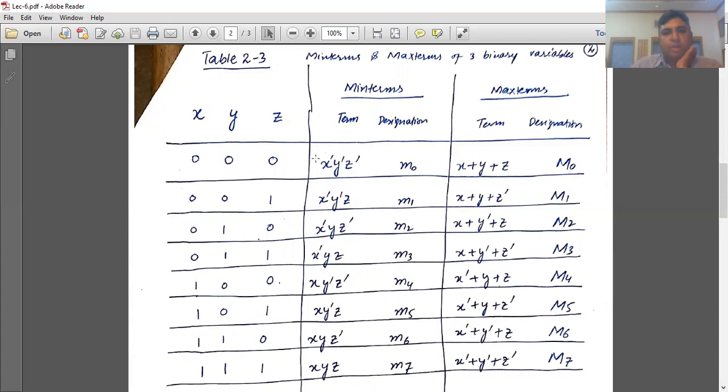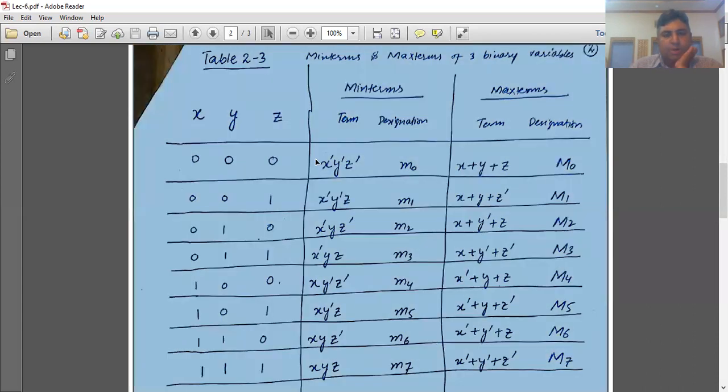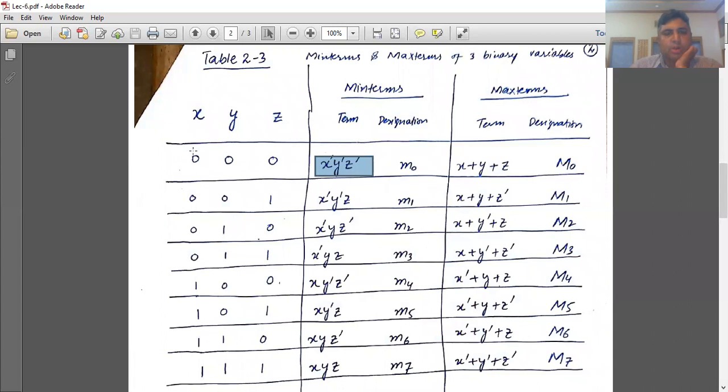The minterms of these variables: x, y, z are three variables, and the minterm represented here is x bar, y bar, z bar, because 0 is represented by a prime and 1 is represented by a non-prime variable. So x, y, and z, all three are zeros, so we will write x bar, y bar, z bar. On the next combination, x is 0, y is 0, and z is 1. So we will write x bar, y bar, z, because z is 1, so we will write z without complement, and x and y are 0, so we will write x bar and y bar.